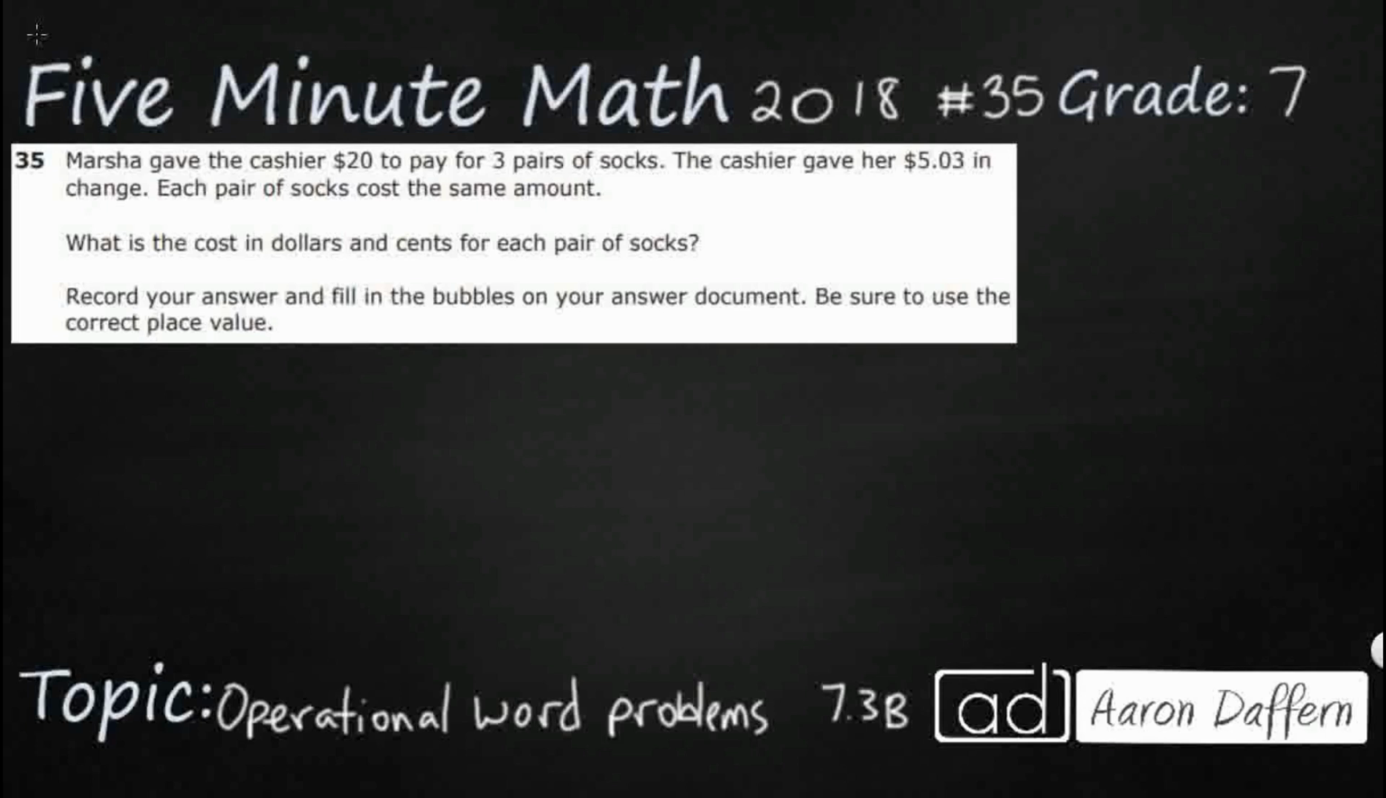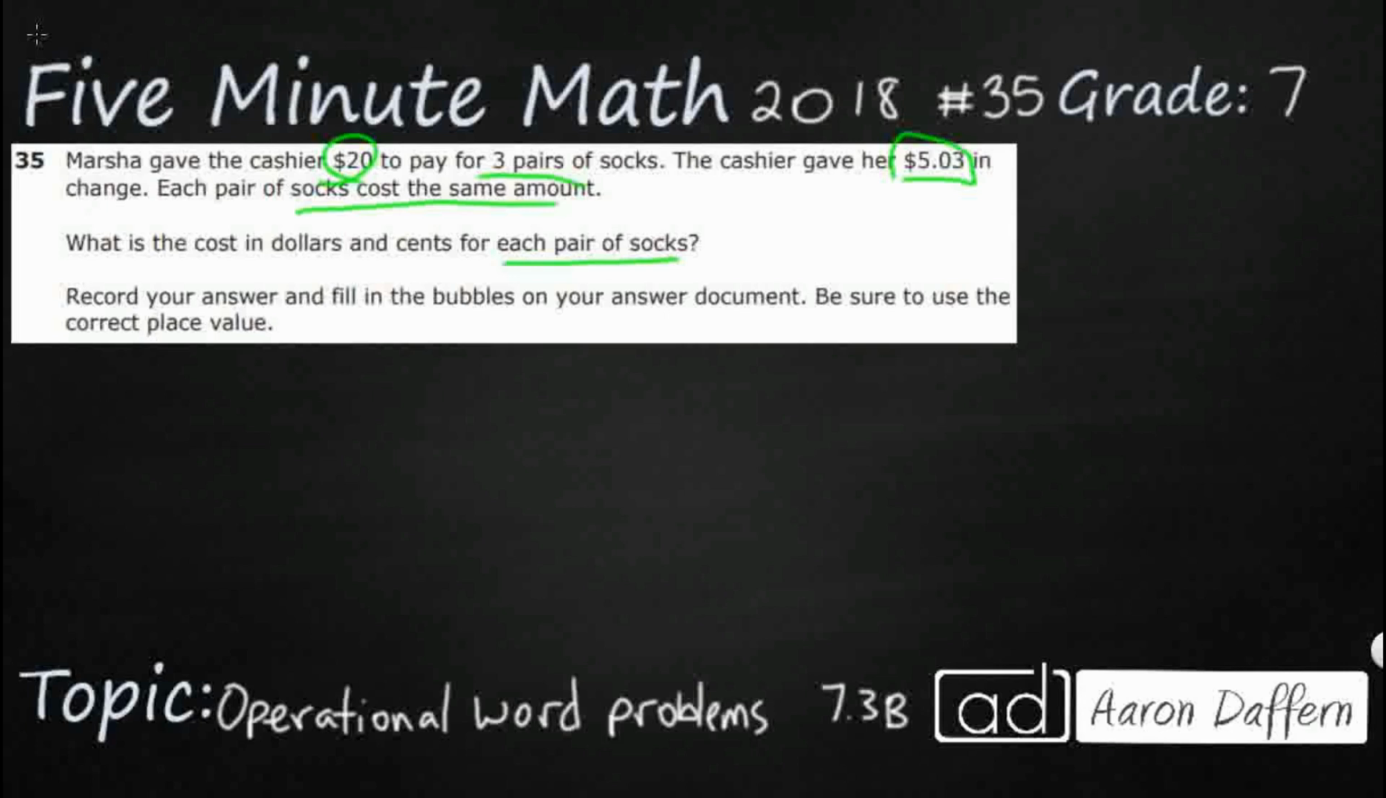So Marcia is giving the cashier $20 to pay for 3 pairs of socks. We have $5.03 in change. And then each pair of socks costs the same amount. So what is the cost in dollars and cents of each pair of socks? And there's no A, B, C, or D to choose from. We're going to need to figure that out on our own.